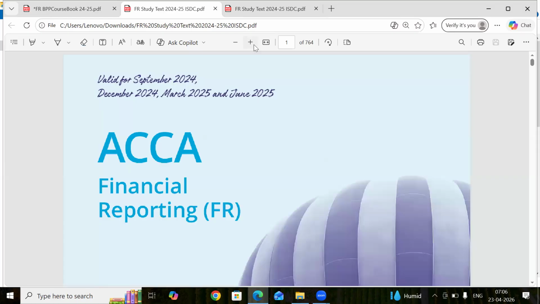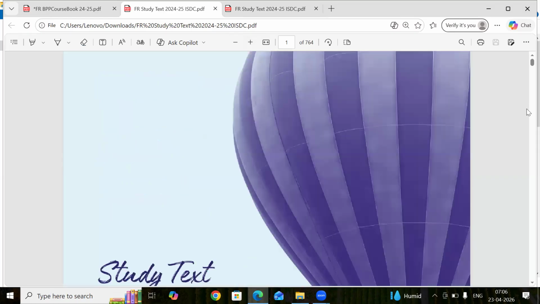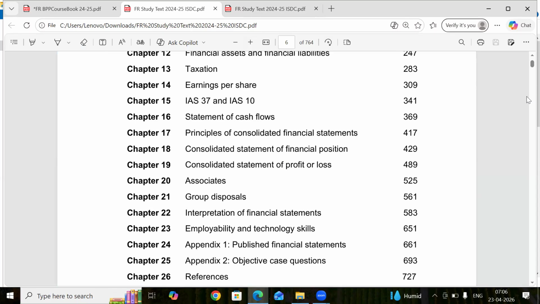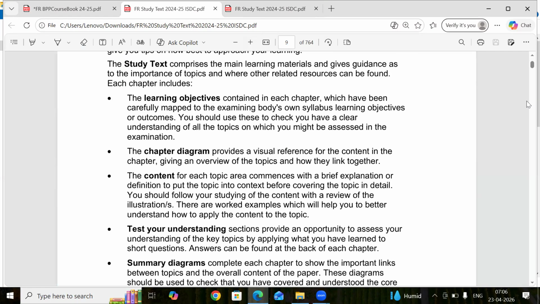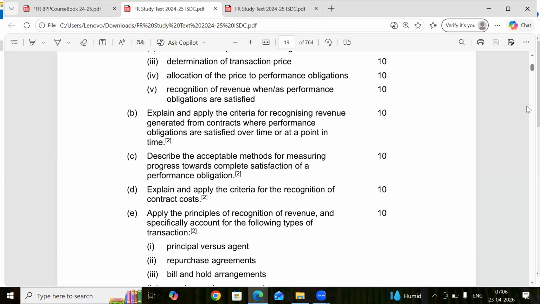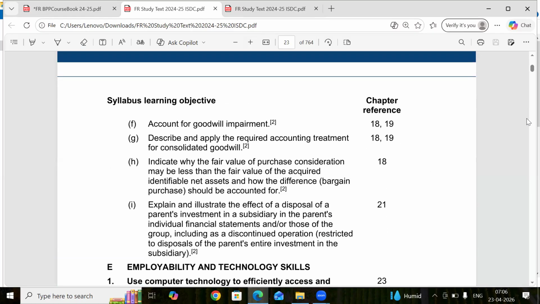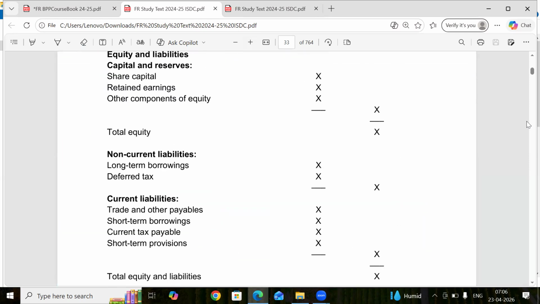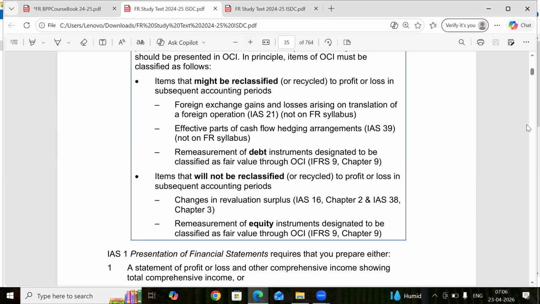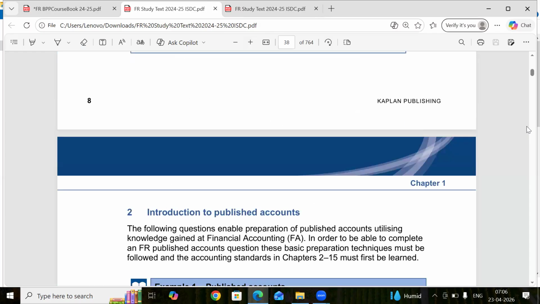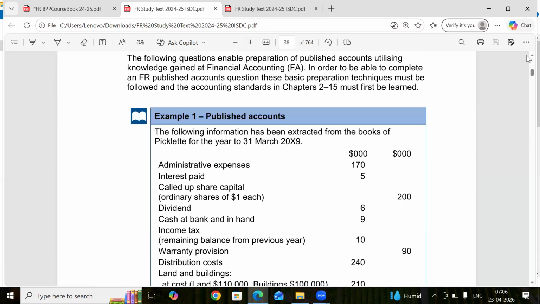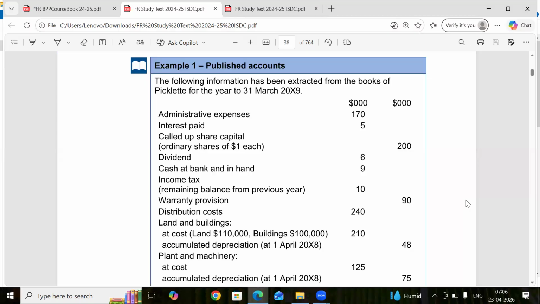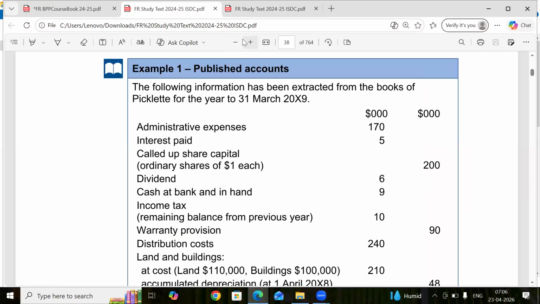So we'll do a question, a basic question. That's the reason why I was saying that we will do from this. Just read this. Introduction to published accounts. We will do this question.